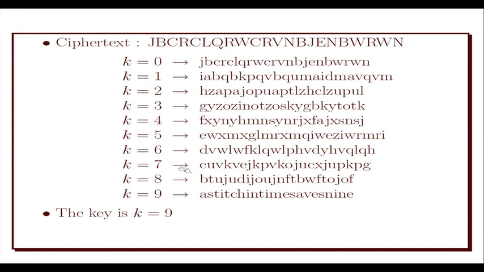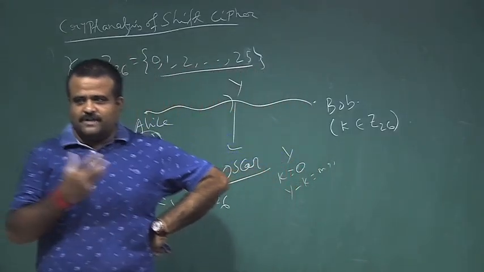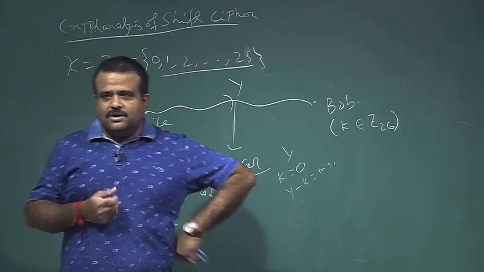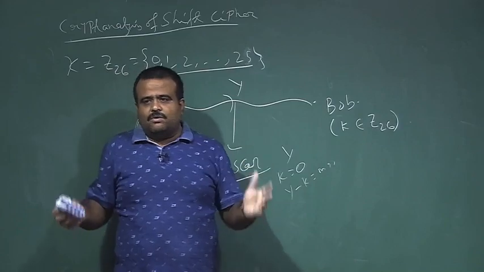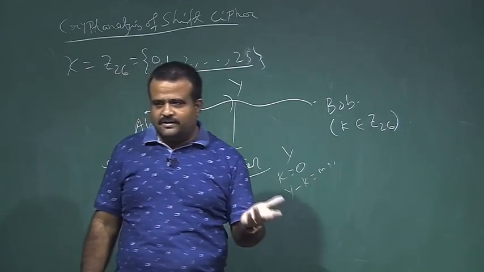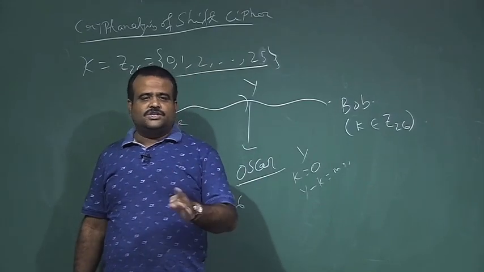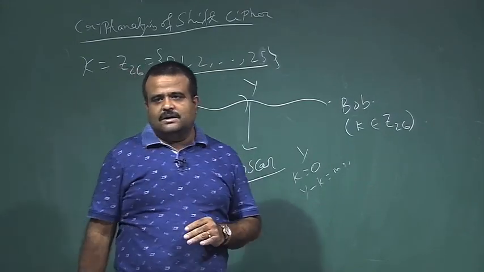Oscar will continue this way, and suddenly at k equal to 9 Oscar will realize, yes, we got a meaningful text. This is the plain text, and Oscar is getting the key. So Oscar now has the key which is shared between Alice and Bob secretly. That key is 9 here. Now Oscar will come to know everything they are communicating. This message is already revealed. This is a meaningful message, so Oscar is ensured that the key is 9.